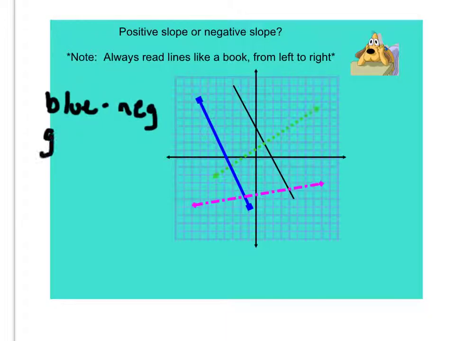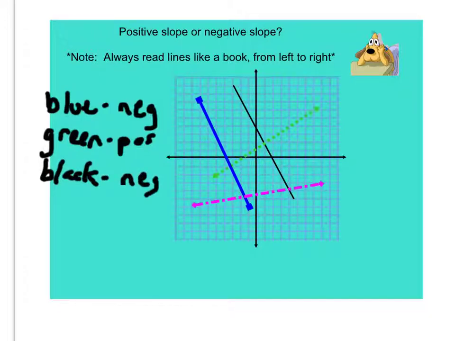Okay, my green line. When I look at the green line going from left to right, it goes uphill. So what kind of slope should that be? That should be a positive slope. And my black line goes downhill, so that should be a negative slope. And my pink line goes uphill, so that should be a positive slope.